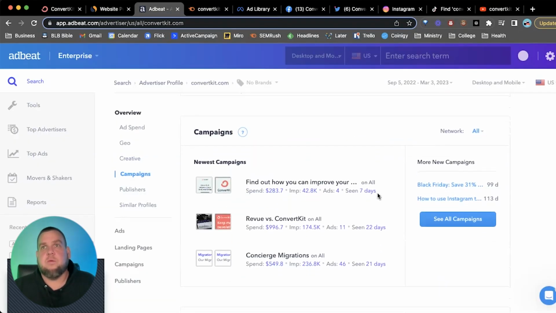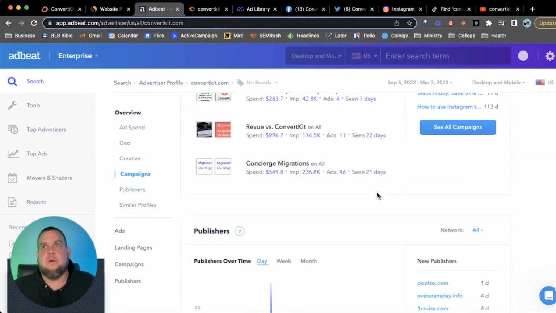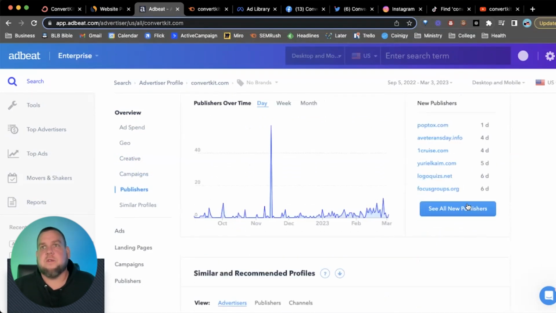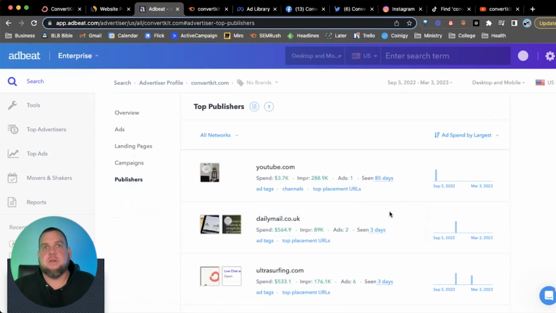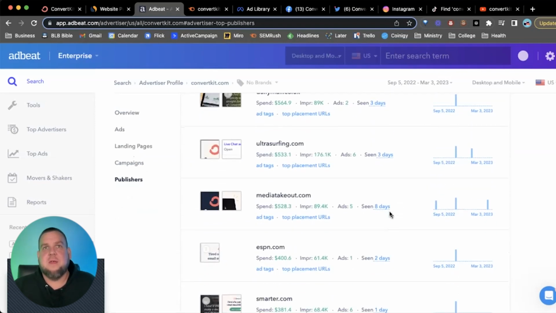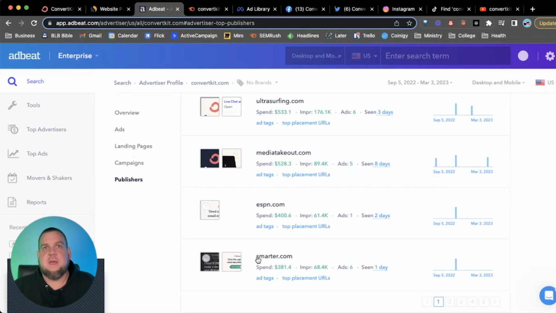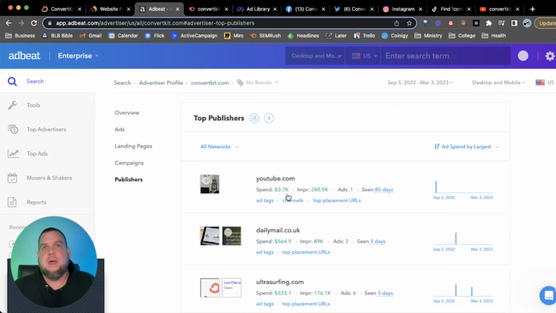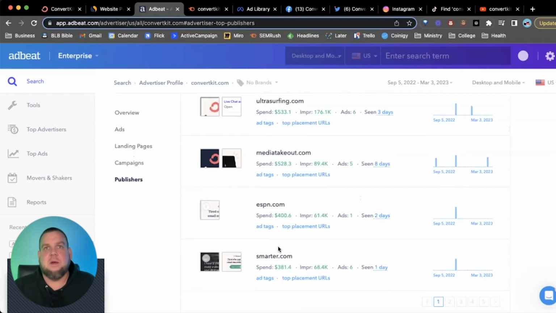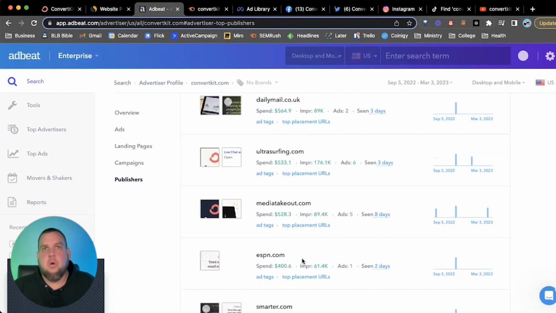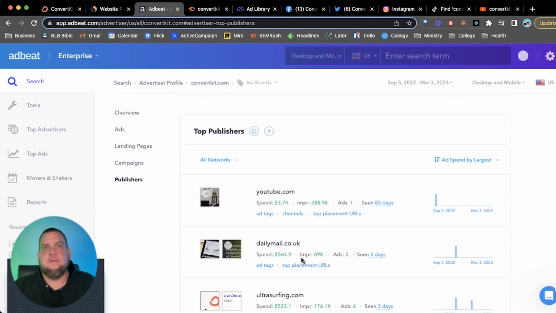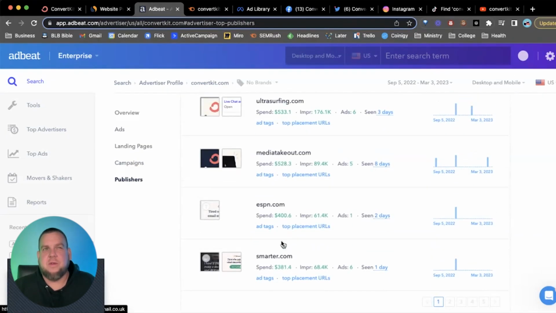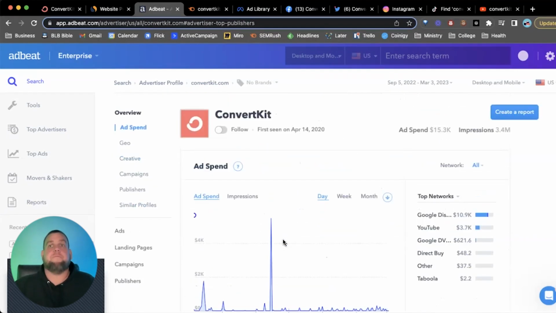Let's see where they're running these. That will really let us know. So if we go publishers, see all publishers, if the publishers don't seem to make sense, if they're all over the place, then, ESPN, Media Takeout, Ultra Surfing, Daily Mail, I think this is all retargeting. There's no real profile of the types of sites that they're showing up on. So I think this is just retargeting.